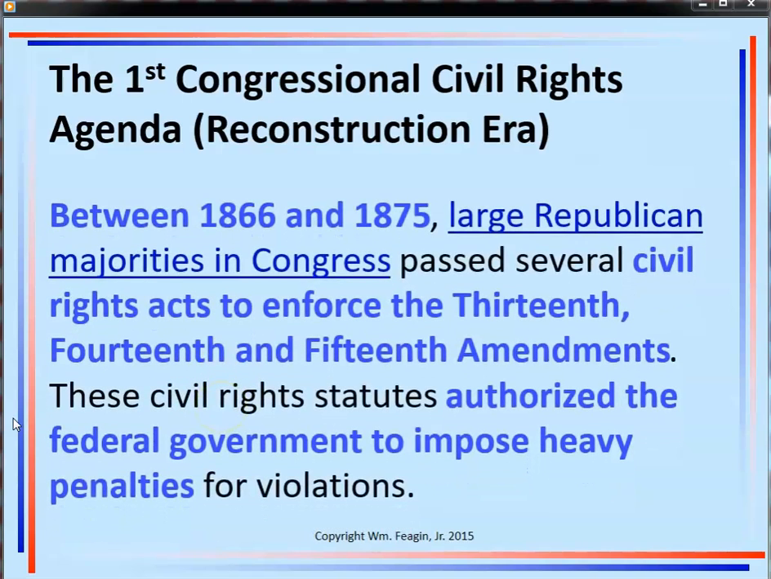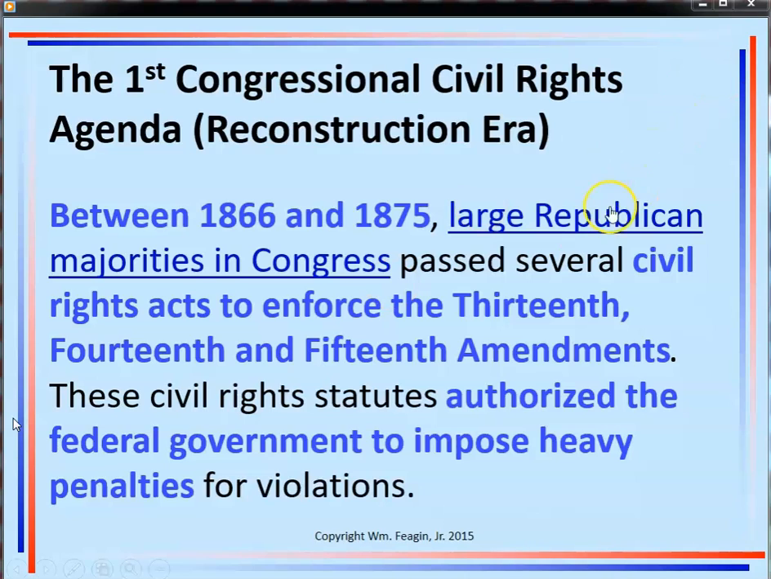Okay? So between 1866 and 1875, large Republican majorities in Congress passed several civil rights acts to enforce the 13th, 14th, 15th Amendments, particularly the Equal Protection Clause of the 14th Amendment. These civil rights statutes authorized the federal government to impose heavy penalties for violations.